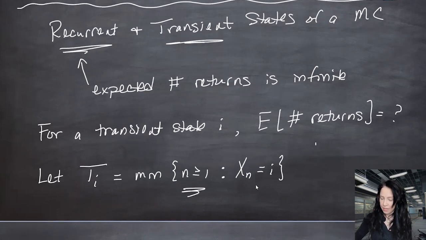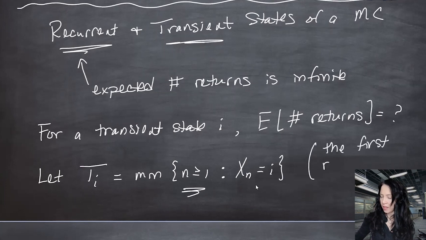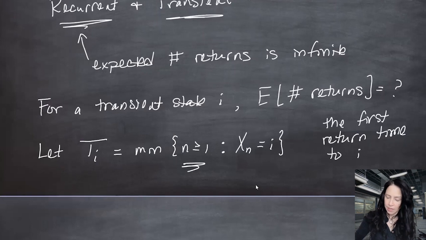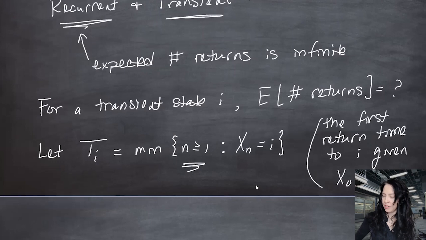So this is the first return time to I, if we're given that we're starting at I, otherwise it's not really a return time. It's just a hitting time that's not including zero.